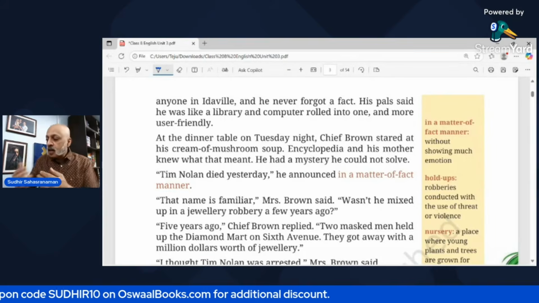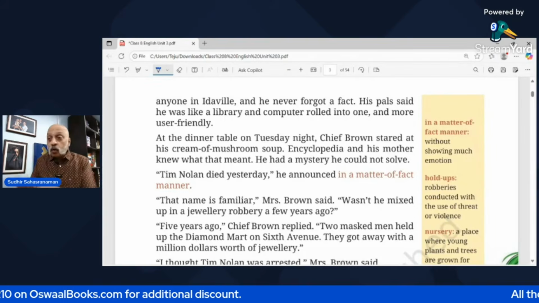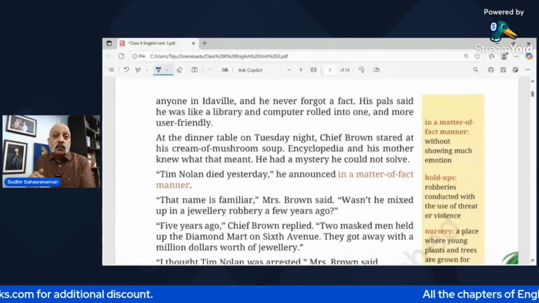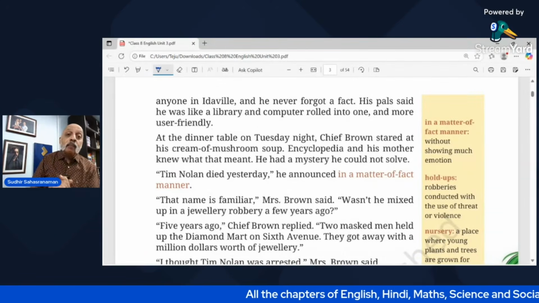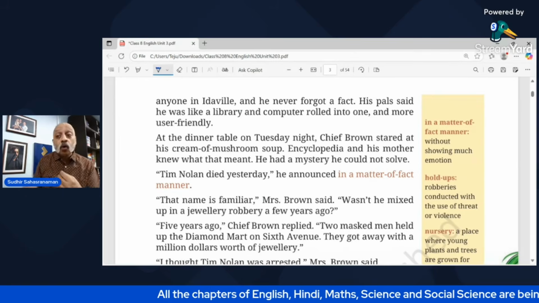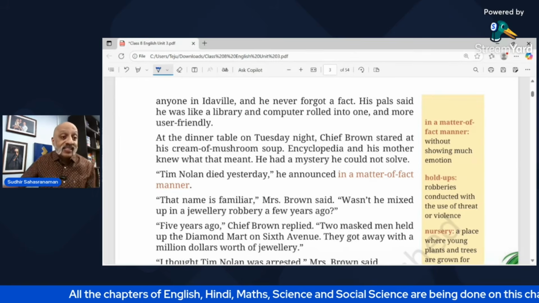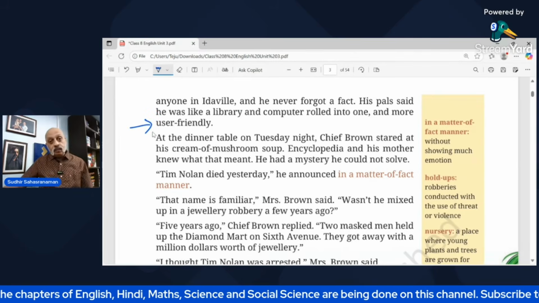User friendly because a book means you have to search for the right book. Computer means you need to search for the file. But you ask Leroy Brown something, he'll be immediately able to tell you. So he is actually more user friendly. This can be another question that can be asked.